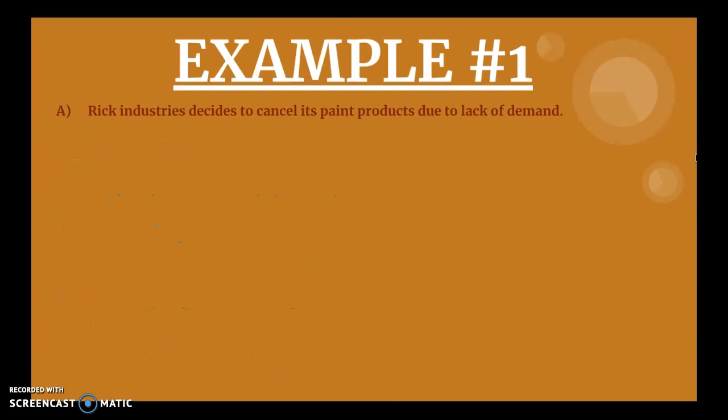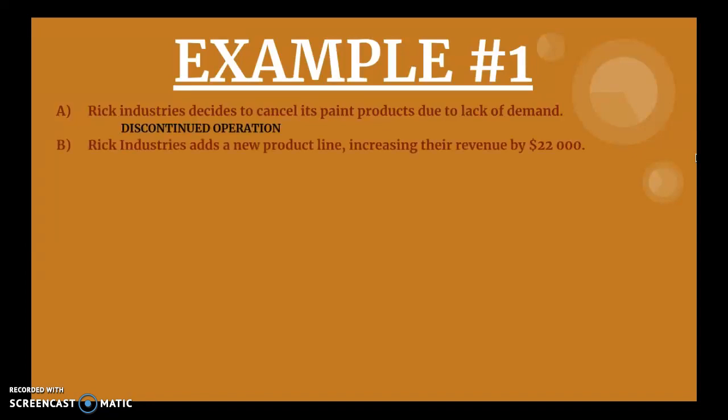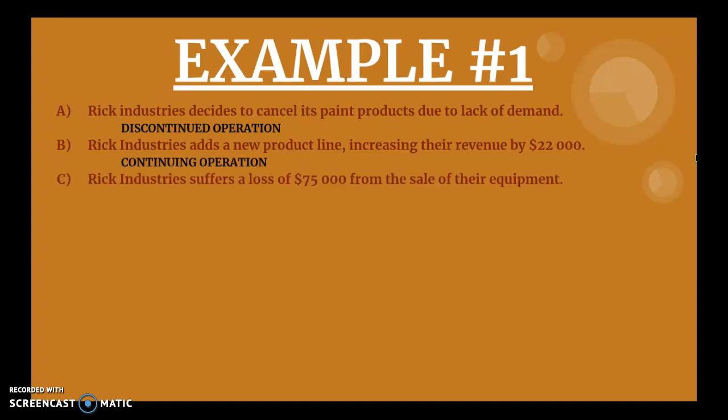Example number 1. Rick Industries decides to cancel its paint products due to a lack of demand. This is a discontinued operation. Rick Industries adds a new product line, increasing the revenue by $22,000. This is a continuing operation. Rick Industries suffers a loss of $75,000 from the sale of their equipment. This is a discontinued operation.